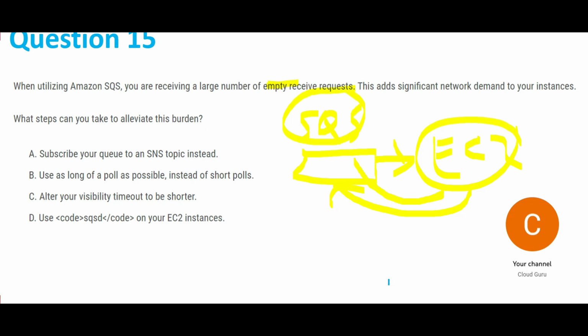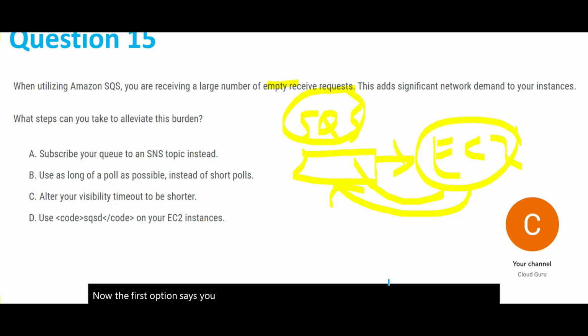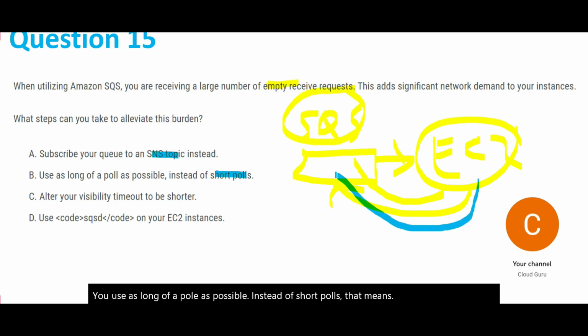Now the first option says you subscribe to an SNS topic. How is this going to help? SNS will only send emails or some SMS messages, but it will not help you alleviate this problem. You will still get empty receive requests. Let's look at B. B says use as long of a poll as possible instead of short polls. That means when this guy asks for data here, ask after a certain period of time. Do a long poll instead of short poll.